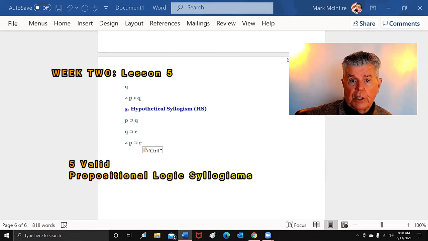And then next week, in week number 3, we'll show you how to test for validity using truth tables. Very simple idea, truth tables. Anyway, good luck on exam number 3.